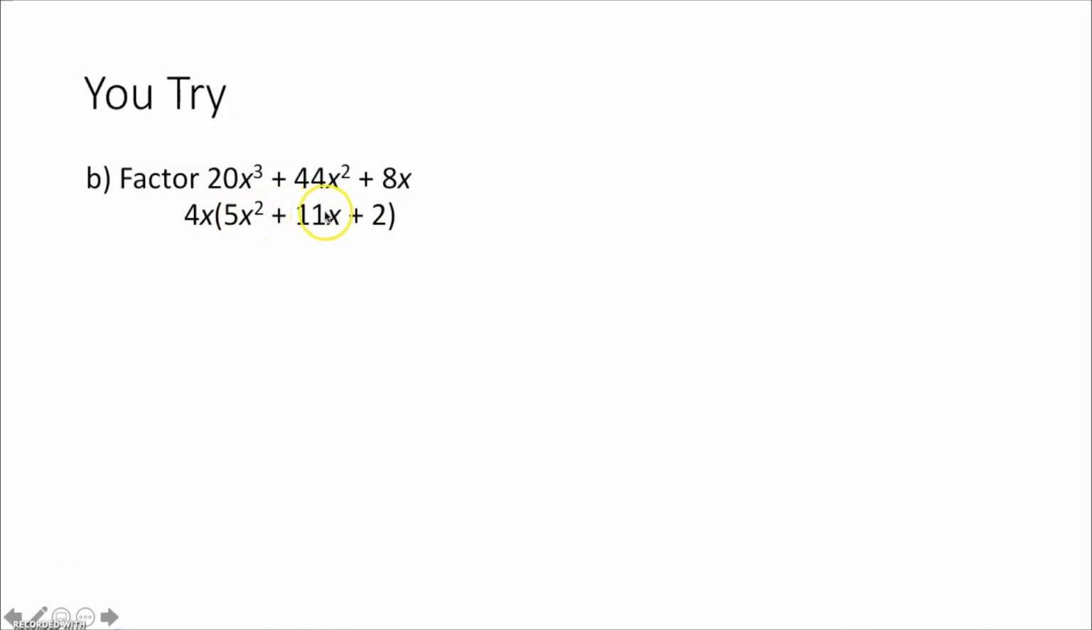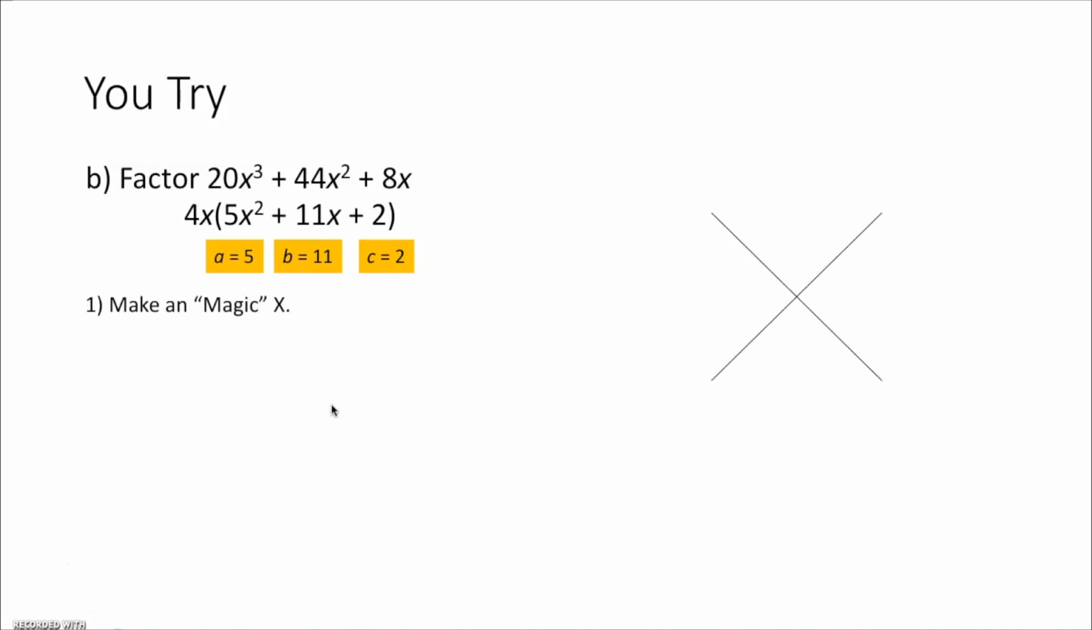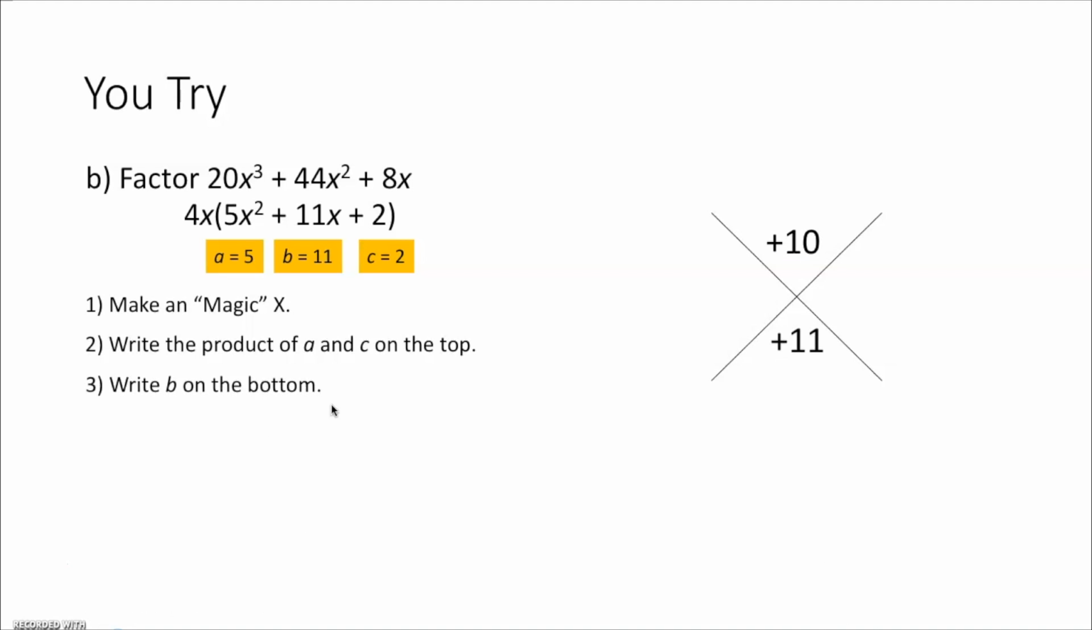So this is still a quadratic trinomial that we can use the magic x on. So our a value is 5, our b value is 11, and our c value is 2. So now it's time to make our magic x. So we go ahead and make that. Put our a times c on top of the x, our b value on the bottom. And now we think about two numbers whose product is 10 and whose sum is 11. Two numbers that multiply together to make 10 and add together to make 11.